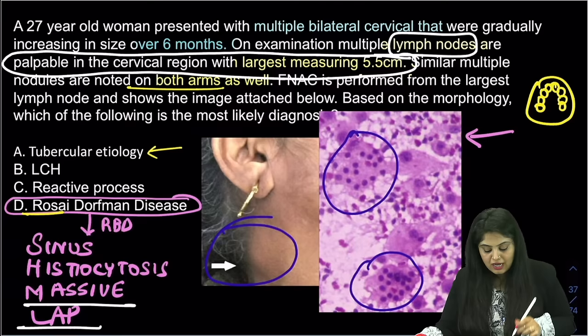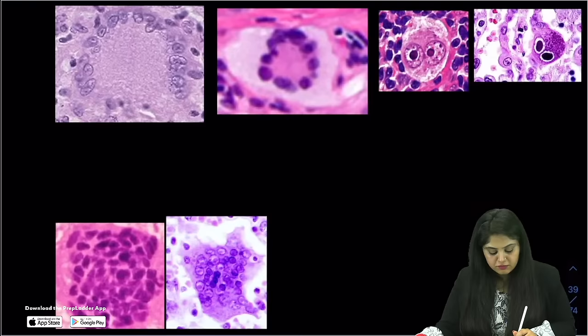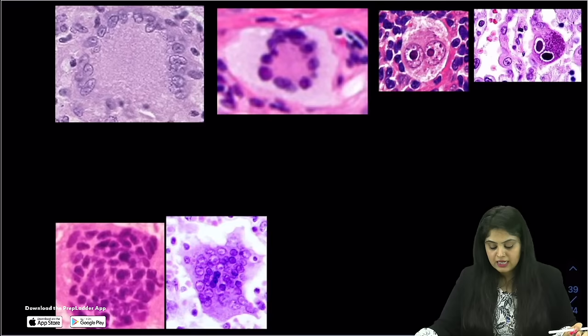Now, since you asked me about all these giant cells, I think it's my duty that I should quickly make you revise all the giant cells also as a flashcard. And yes, both are viable.